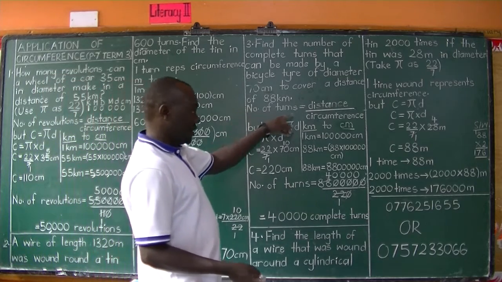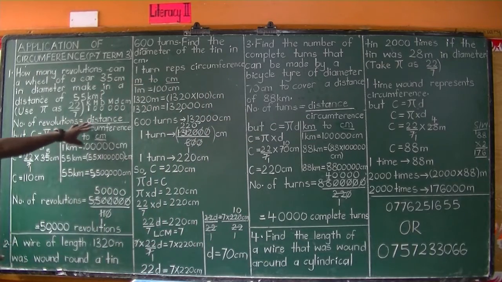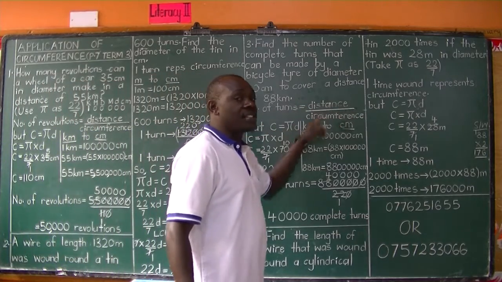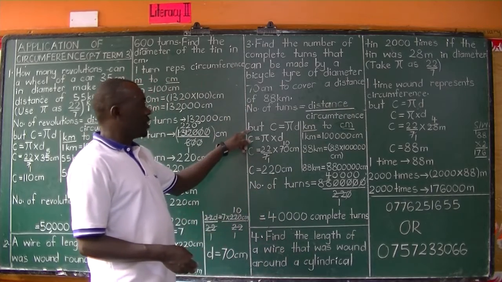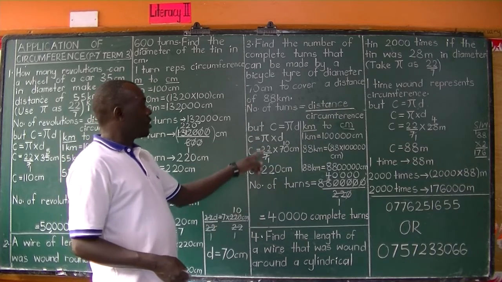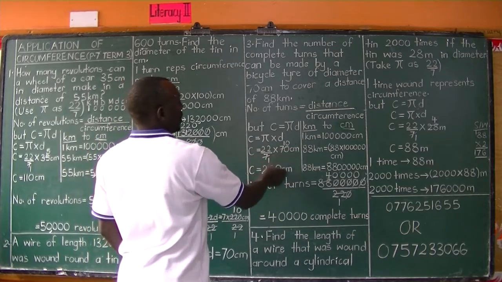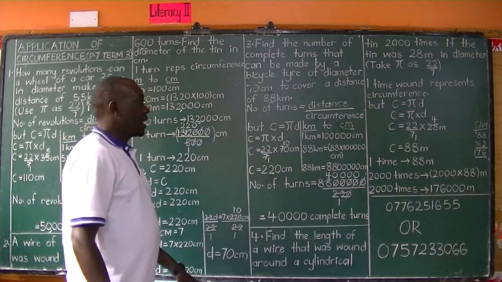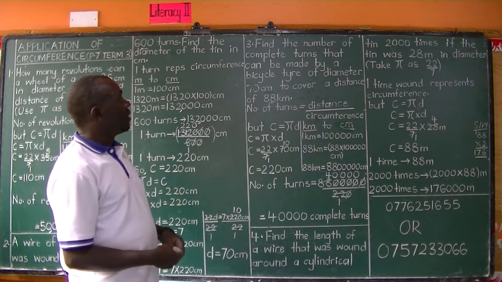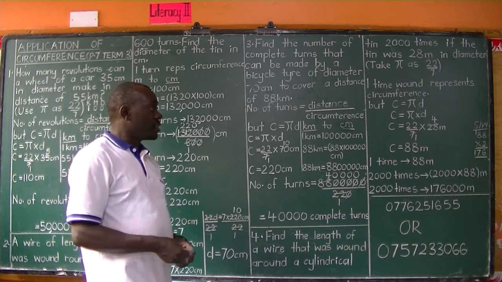You say number of turns equals distance divided by circumference. Like we said, number of revolutions equals distance divided by circumference. So find the circumference. Circumference equals pi times diameter. Circumference equals 22 over 7 times 70 centimeters. We cancel by 7 once, and by 7 we get 10. 22 times 10 gives 220 centimeters circumference. The distance around this bicycle tire is 220 centimeters.